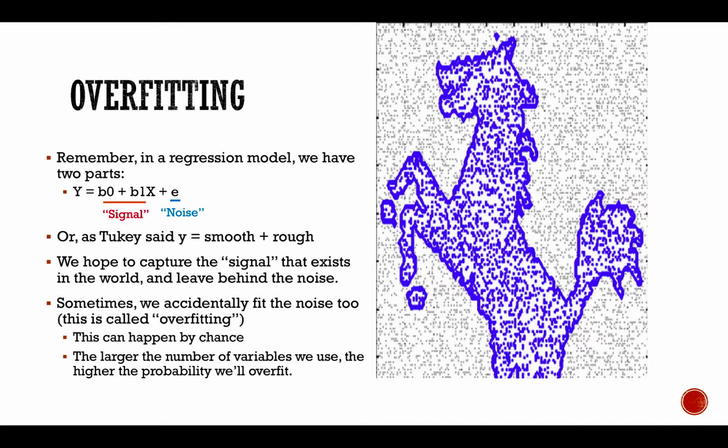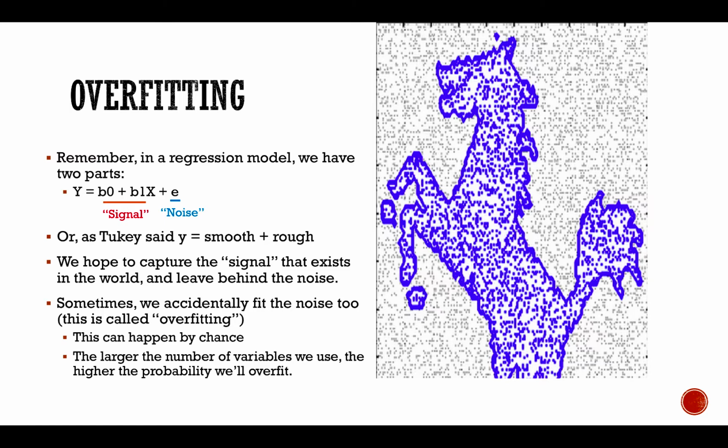So in a regression model, we have two parts. A standard, simple regression is y equals b0 plus b1 times x plus e. What we call the b0 plus b1x is the signal, and e is the noise. Or, as Tukey called it, y equals smooth plus rough. So what we're doing when we use statistics is we hope to capture the signal that exists in the world, but leave behind the noise.